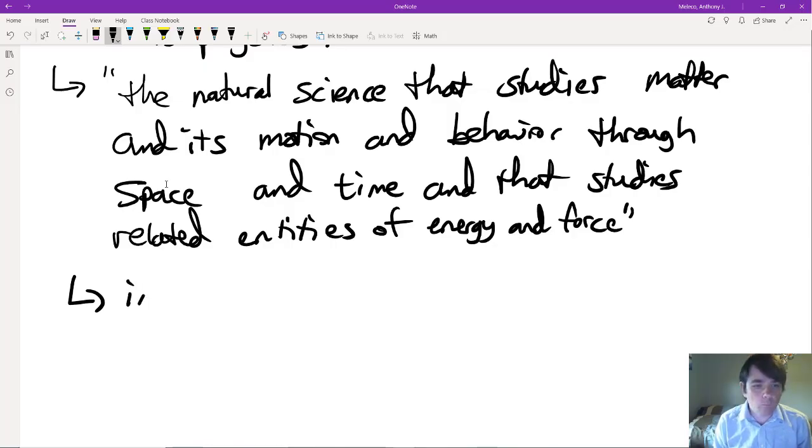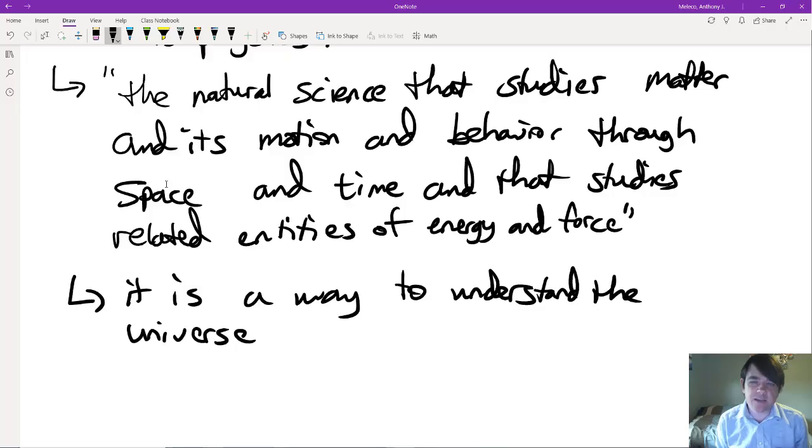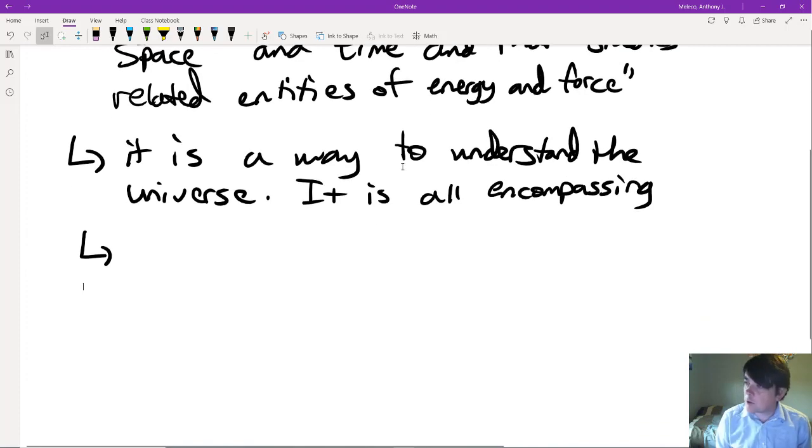Like most sciences, because of this, it is a way to understand the universe. It really is, because it's all encompassing. Okay. It's very, very broad. Okay. And you'll see that as we work through this.